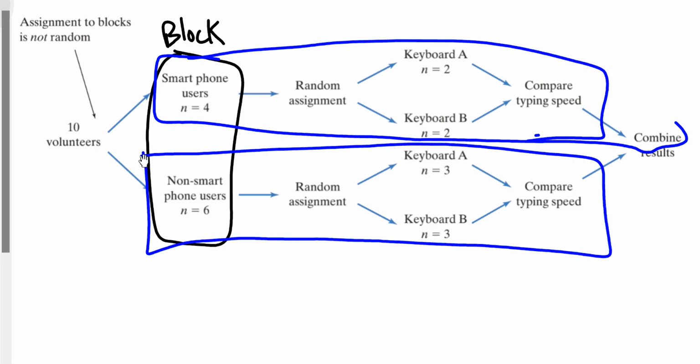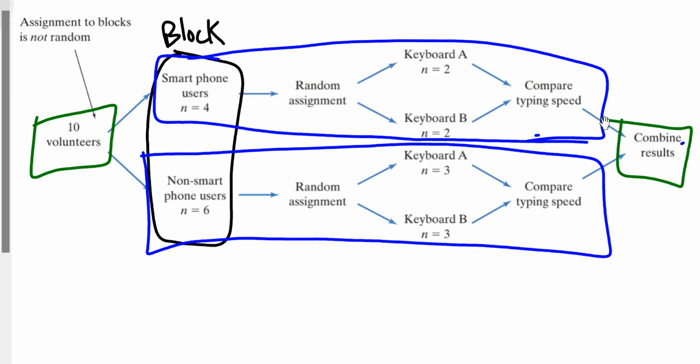So if you look at it, it looks similar to what we did last time, where for each of these individually, you take the users we have there, randomly assign them keyboard A or keyboard B, so those are our 2 groups, and we compare their speeds. But what's different is that it's coming from our original 10, and then we also want to compare the results between those 2 groups and combine those results to use our data. So blocking does create a little more work, but it might be essential to making this an accurate design.